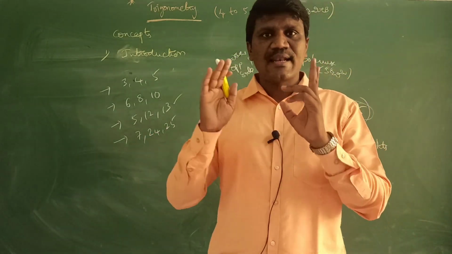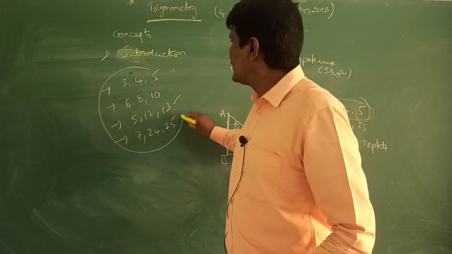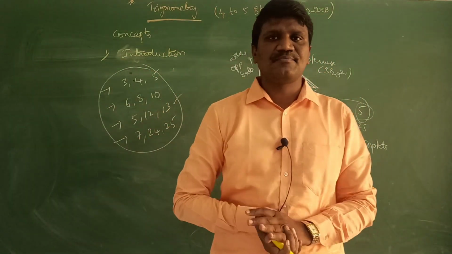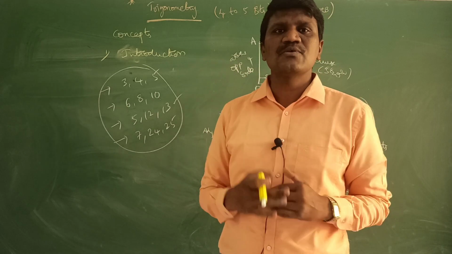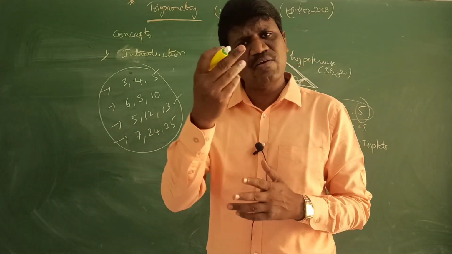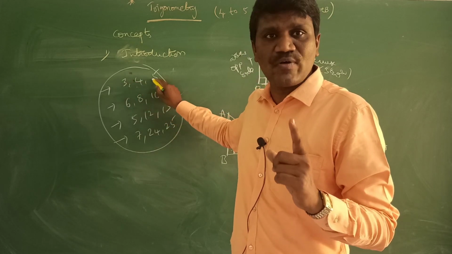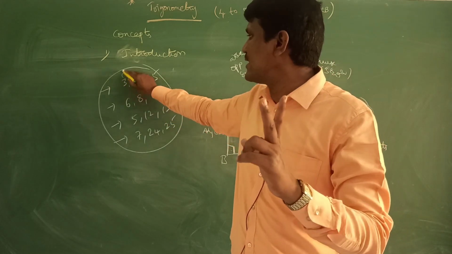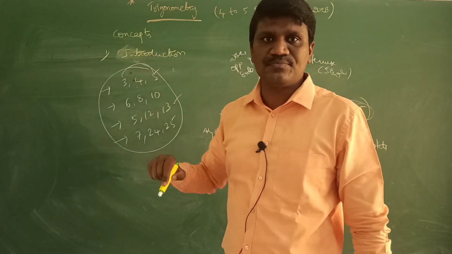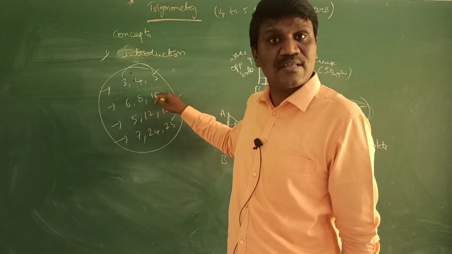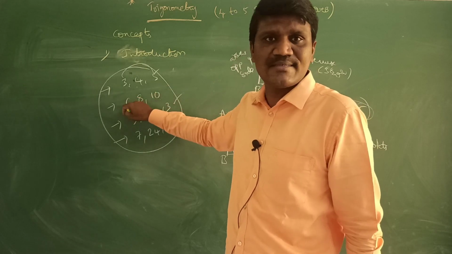So students, remember these Pythagorean triplets, and you can easily solve the problems based on trigonometry. Whenever they give the values, you need not substitute the values and do the problems. Directly you remember the Pythagorean triplets such as 3, 4, 5. That means if any two sides are given, the other will be the third one. So if 6 and 10 are given, the other will be 8. If 6 and 8 are given, the other is 10. If 8 and 10 are given, the other will be 6.